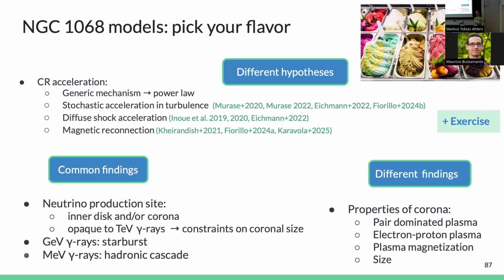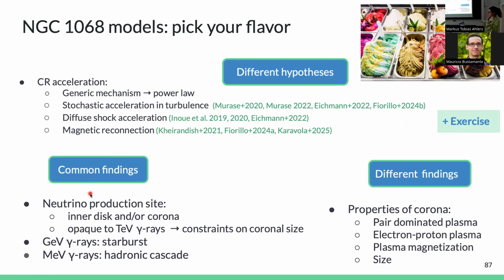Now, since this discovery, there have been many, many models. Pick your flavor. Here I just present you a couple. The models have different hypotheses, mostly about how protons are accelerated in the coronal region of this AGN. Others are very generic. They do not specify the mechanism, so they're pretty flexible. Others consider acceleration of particles in turbulent accretion flows, which is part of the corona. Others discuss diffusive shock acceleration in the accretion flow. Others, like me and Damiano and collaborators, are invoking magnetic reconnection.